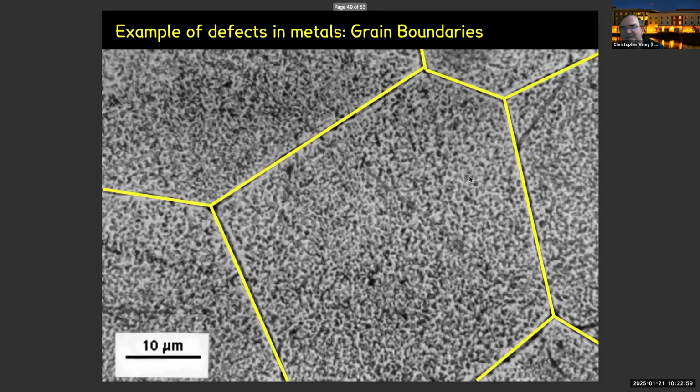Okay, so there are the boundaries. And if a dislocation gets to a boundary, it gets stuck. All right, so that strengthens the material.